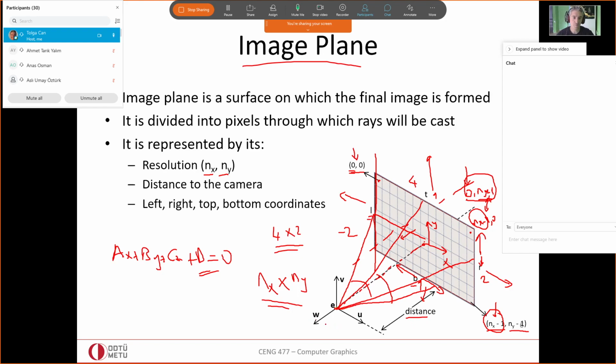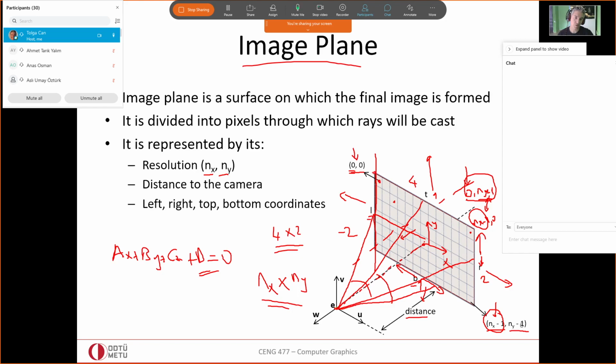Okay, I hope it's clear. We are going to be seeing examples, and we will be using these values extensively to determine the coordinates of the center of a pixel. For example, let me ask you something first. This is the 0, 0 pixel, as you can see.